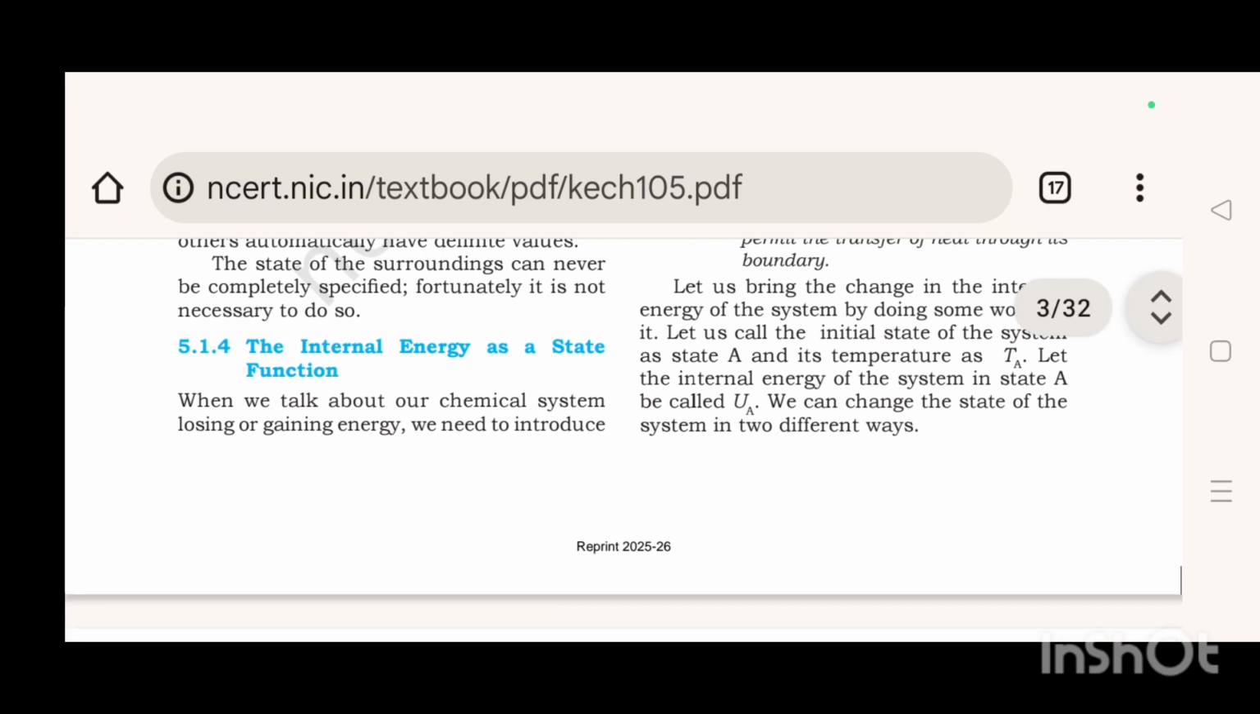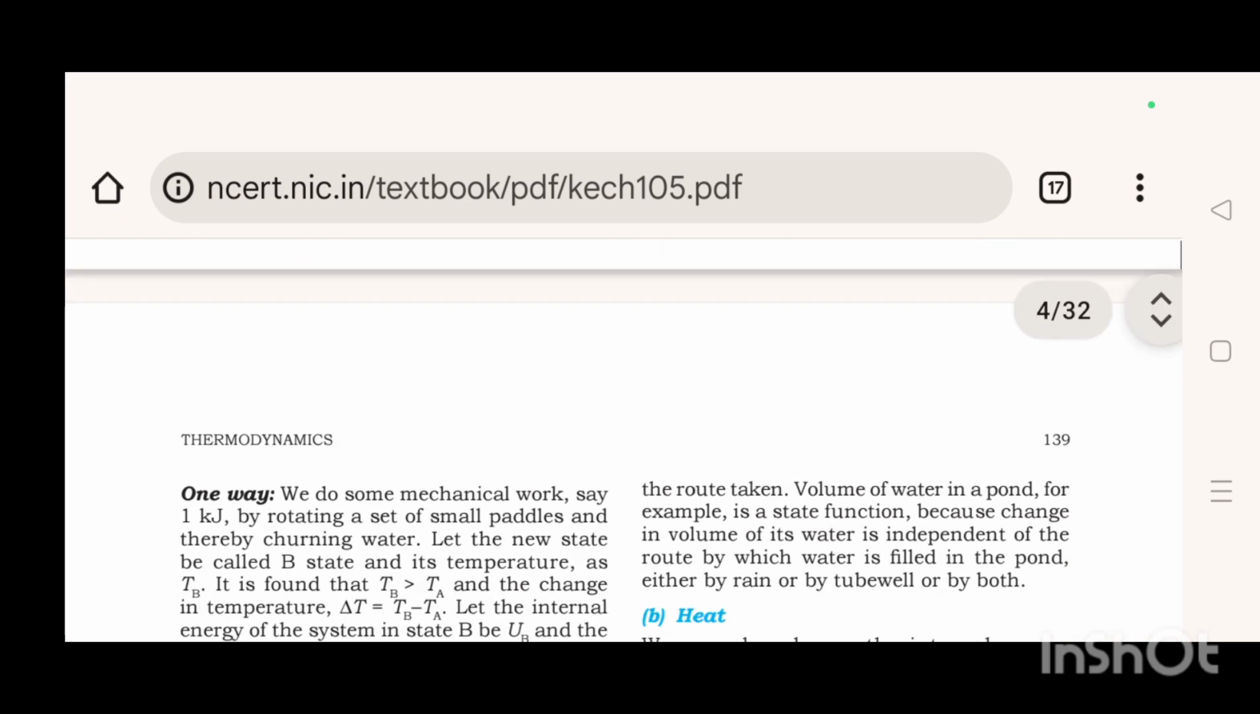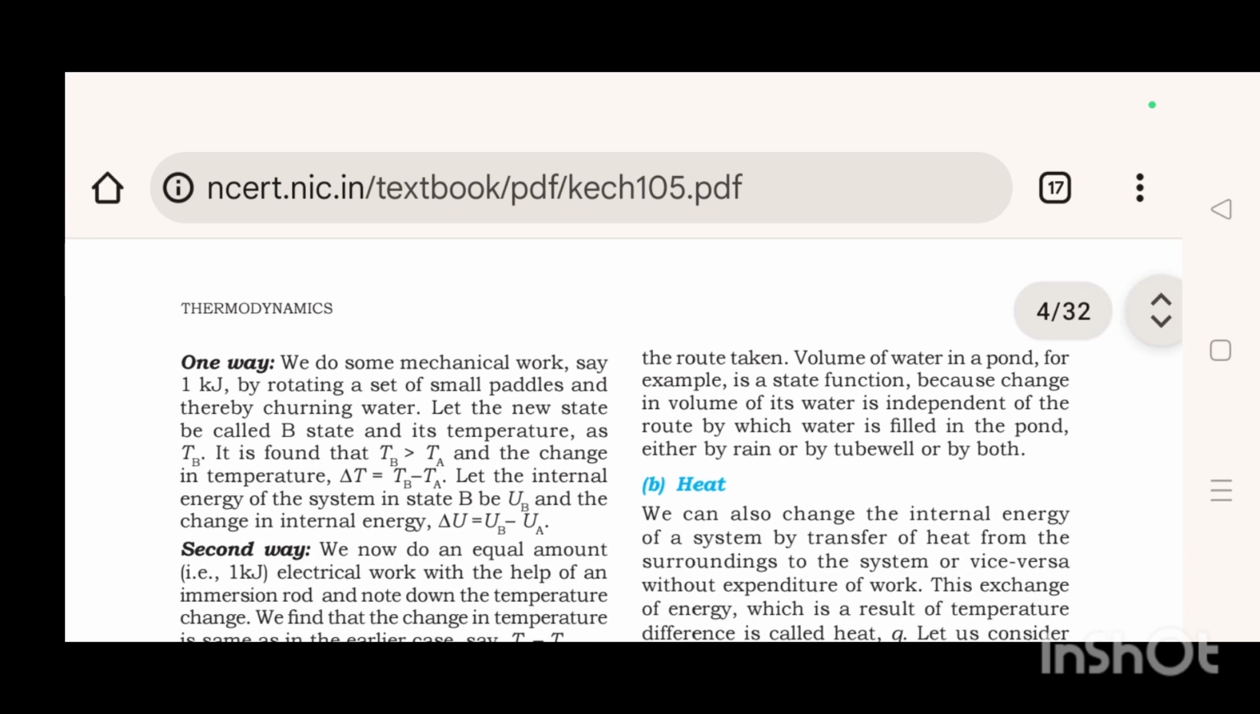We can change the state of the system in two different ways. One way, we do some mechanical work, say 1 kilojoule, by rotating a set of small paddles and thereby churning water. Let the new state be called B and its temperature TB. It is found that TB is greater than TA and the change in temperature is TB minus TA, which is delta T. Let the internal energy of the system in state B be UB and the change in internal energy delta U equal to UB minus UA.